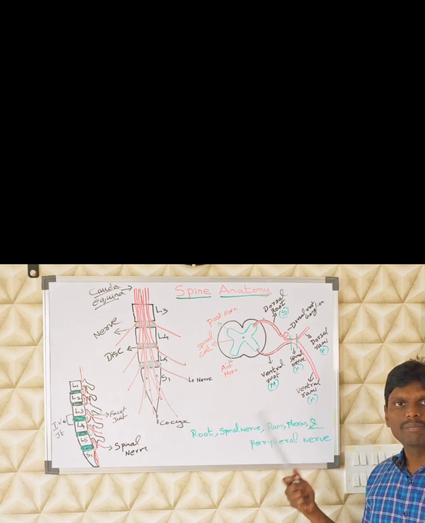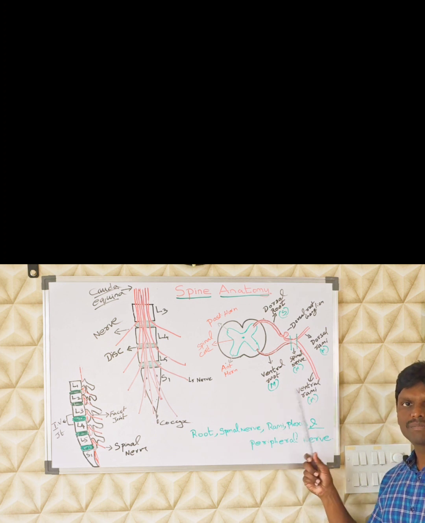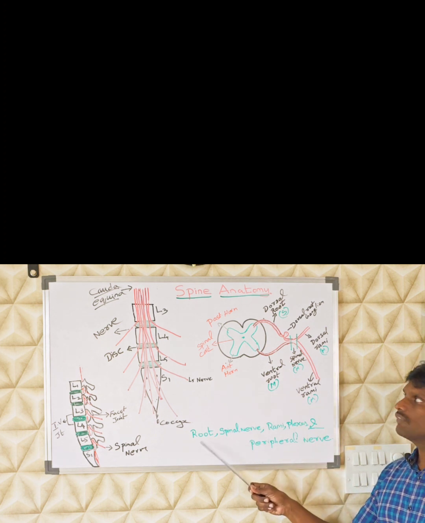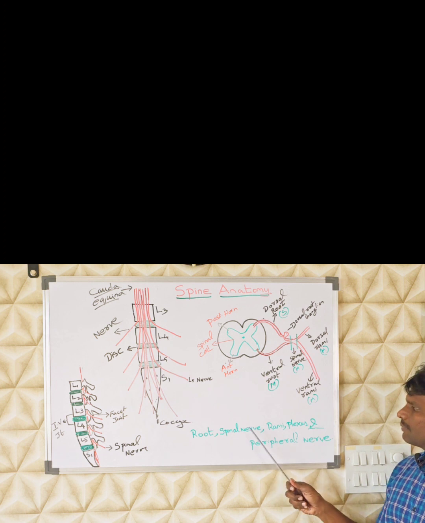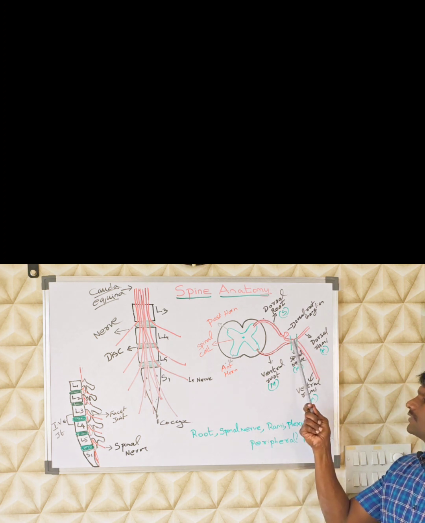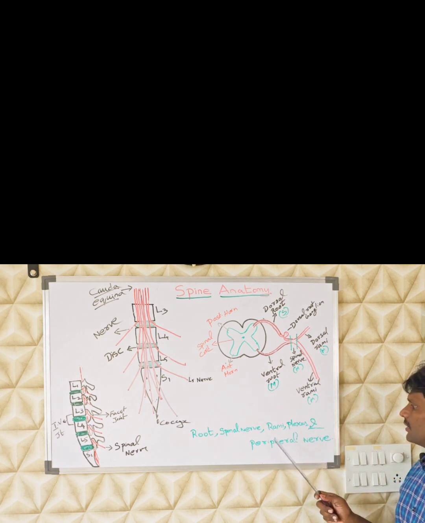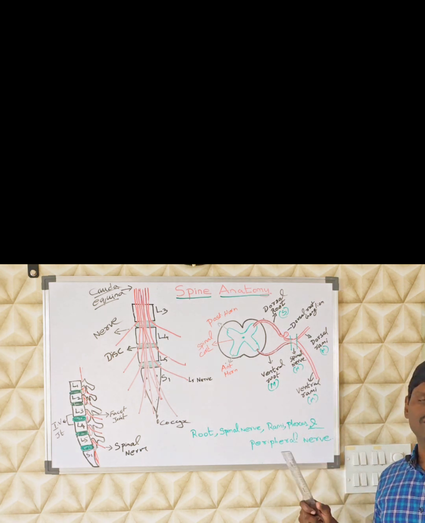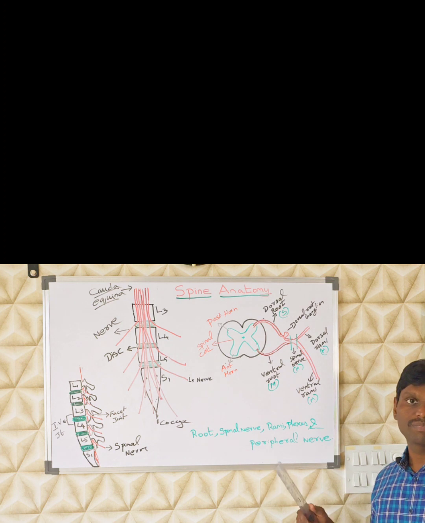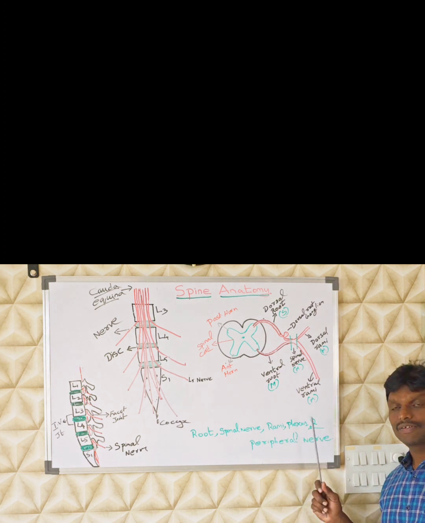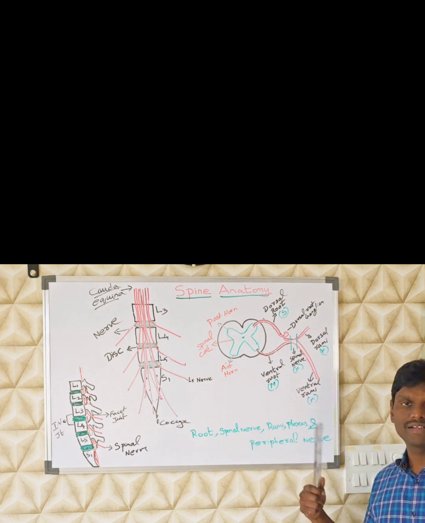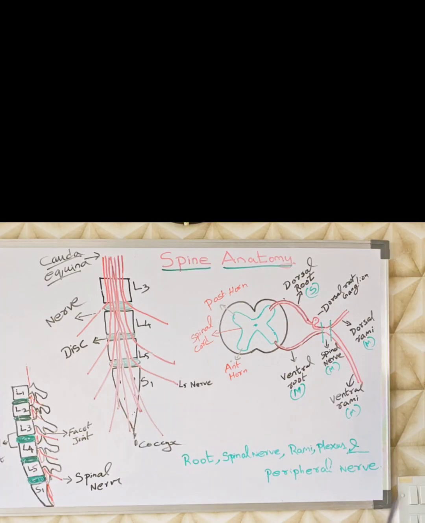Okay. Now, pathology wise, the lesion can happen at multiple levels. The lesion can happen at the root level, which is here. The lesion can happen at the spinal nerve level, which is here. The lesion can happen at the rami level, which is here. The lesion can happen at the plexus level. In conditions like neuralgia or plexopathy, brachial plexopathy or lumbar plexopathy, the lesion happens at the plexus level. Okay, so we need to identify the level of the lesion so that we can give the right intervention.